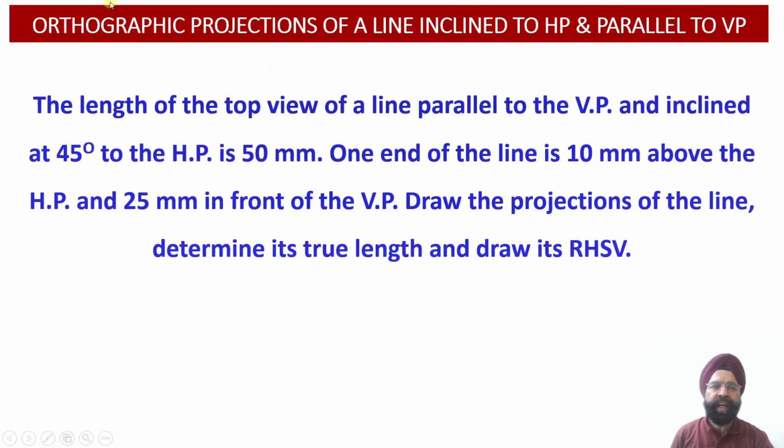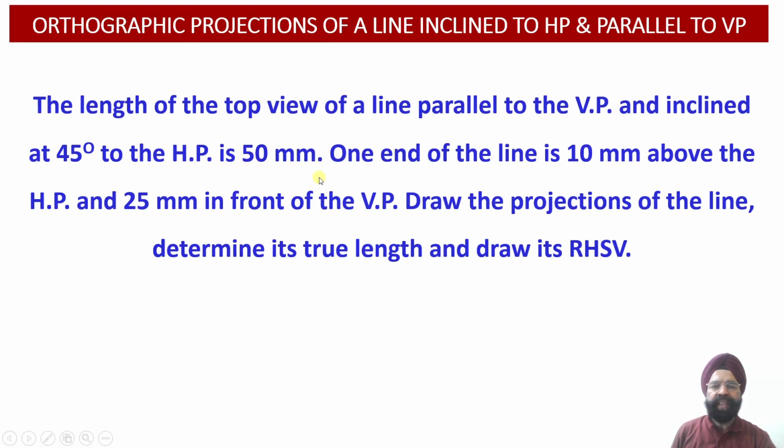Now here we are required to evaluate the orthographic projections of a line which happens to be inclined to the horizontal plane and parallel to the vertical plane. So here we have the length of the top view of a line parallel to the vertical plane and inclined at 45 degrees to the horizontal plane. It is equal to 50 millimeter.